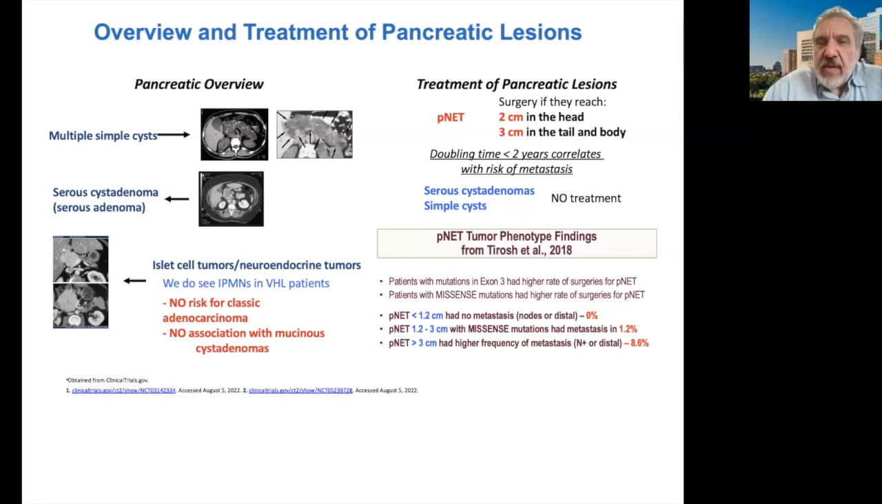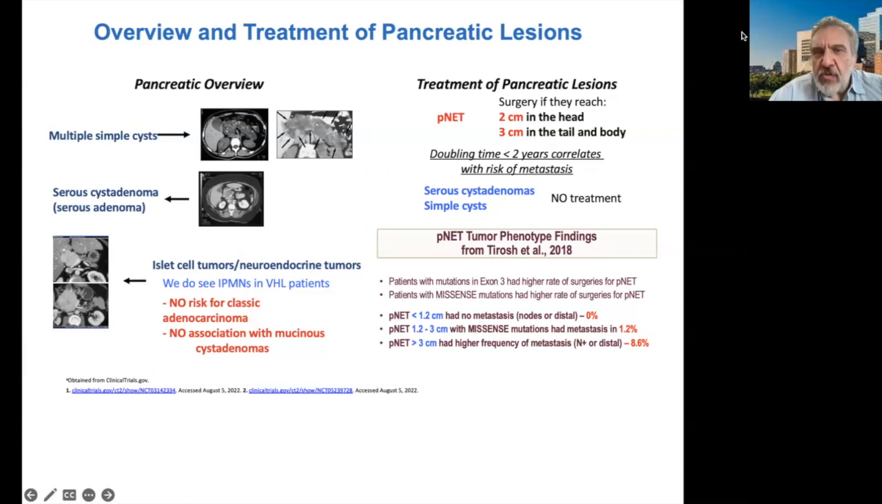Again, before belzutifan, we were treating this by surgery, and by surgery only the neuroendocrine tumors. The cutoff to operate was when these tumors were 3 centimeters in the body and the tail, or reached 2 centimeters in the head of the pancreas. The other component that plays a role in timing the intervention is how fast they grow. If the volume doubles in less than 2 years, that makes us nervous, because it says the tumor is aggressive and correlates with increased risk of metastasis.